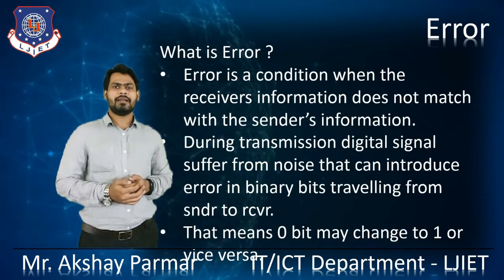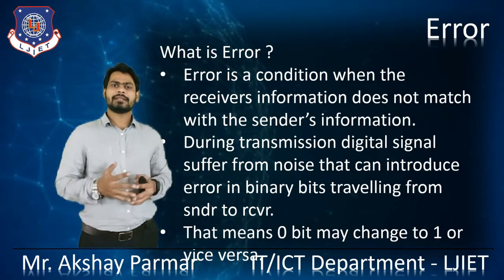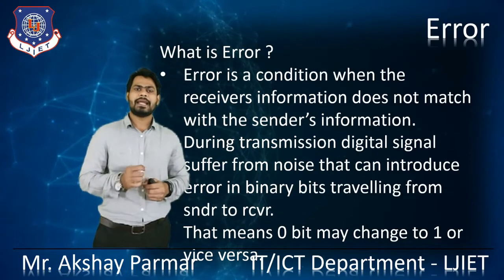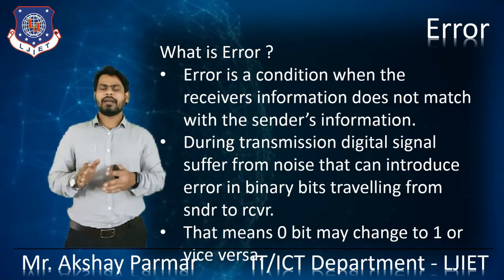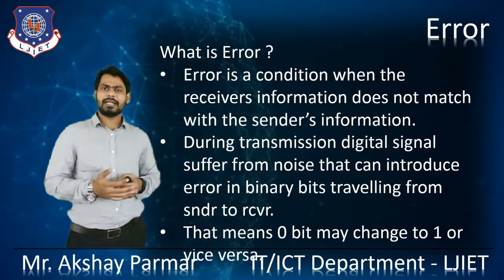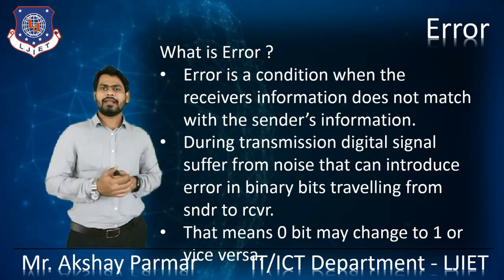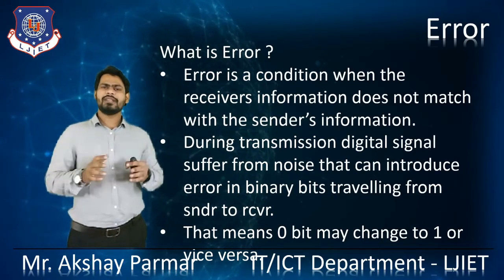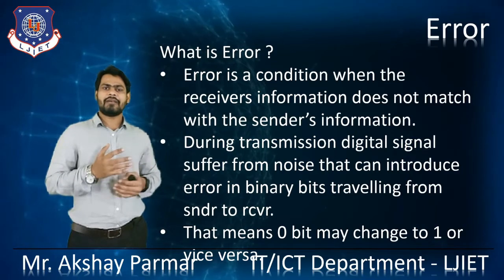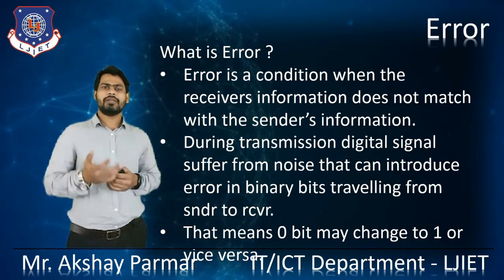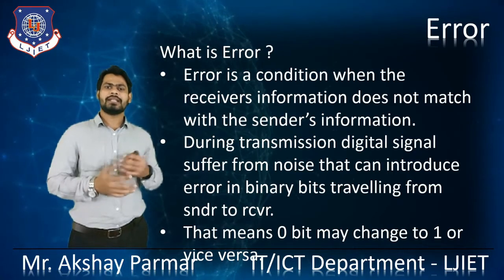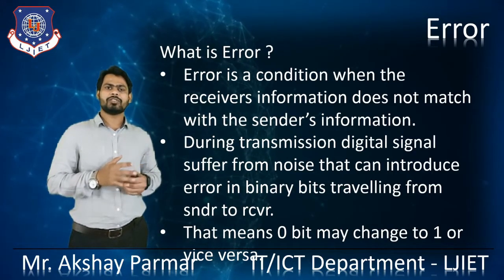So what do we mean by the term error, and when does it occur? Error is a condition when the receiver's information doesn't match the sender's information. Whenever the sender sends data to the receiver, and the data sent by the sender does not match the receiver's information, then we can say that an error has happened. Errors happen during the transmission. During the transmission, the digital signal suffers from noise that can introduce an error in the binary bits traveling from sender to receiver. So if someone asks when and how the error happens, during the transmission the digital signal suffers from noise. That is the basic cause of the error.